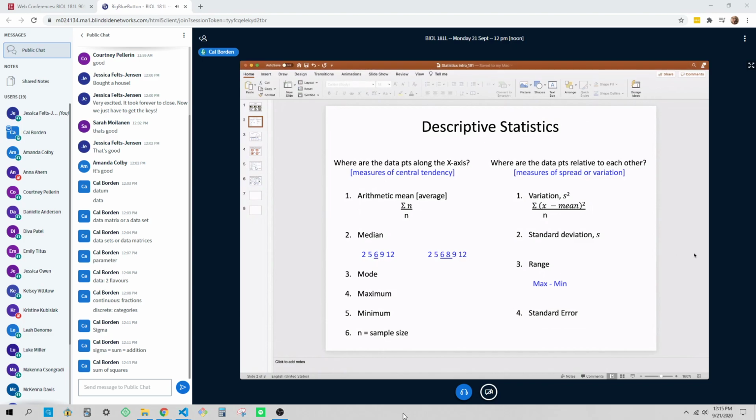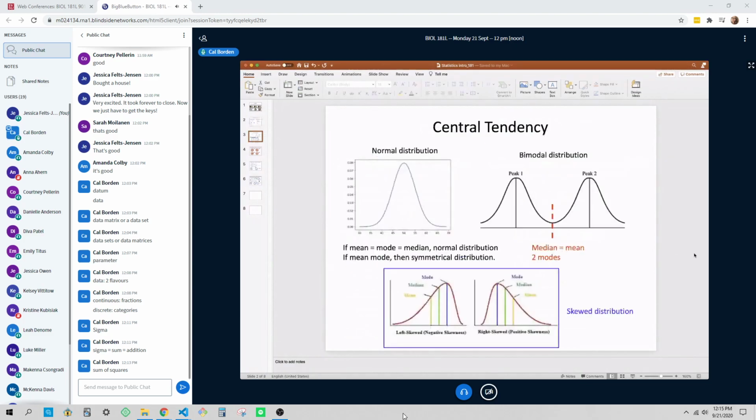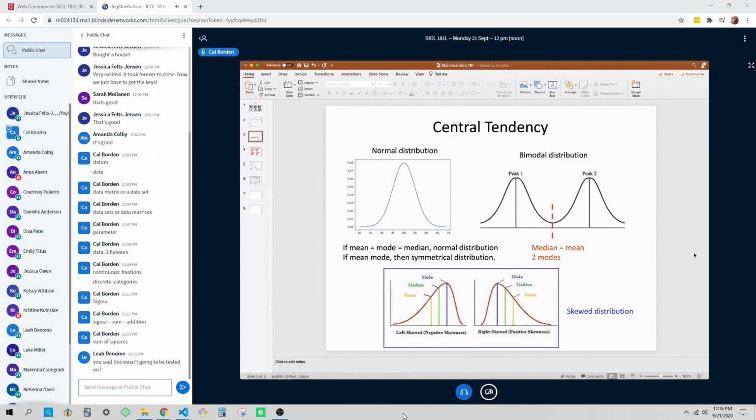Okay, so we'll go on to the next slide. Now, this is what it means to measure the central tendency. All righty? So these figures are called distributions. There's an x-axis, there's a y-axis. Because I can graph it as a line or a curve, then it must be a continuous variable.